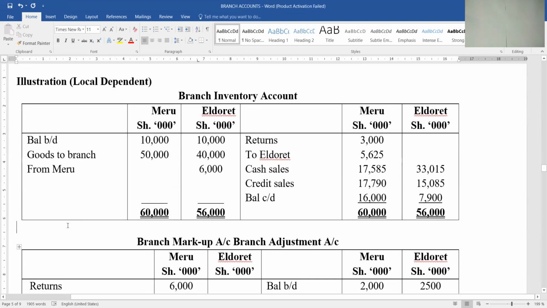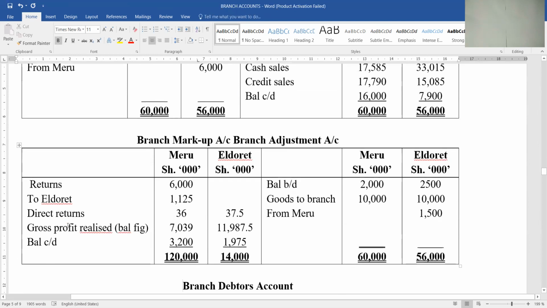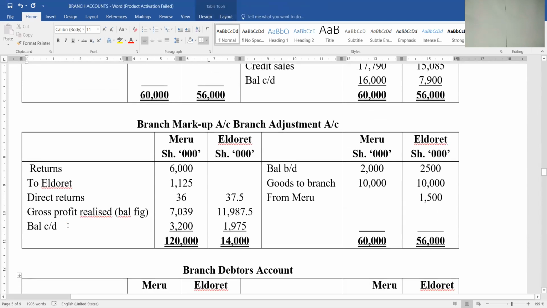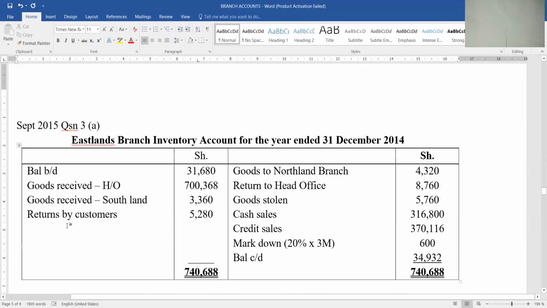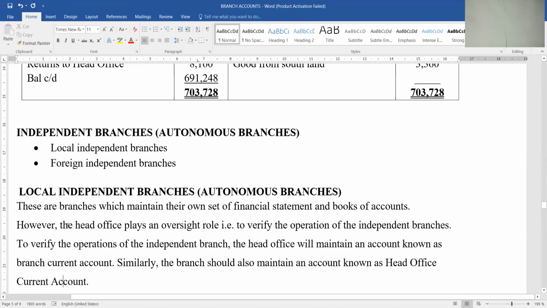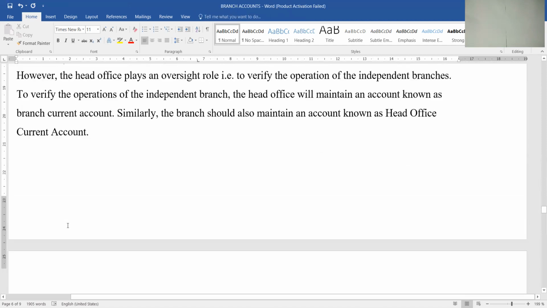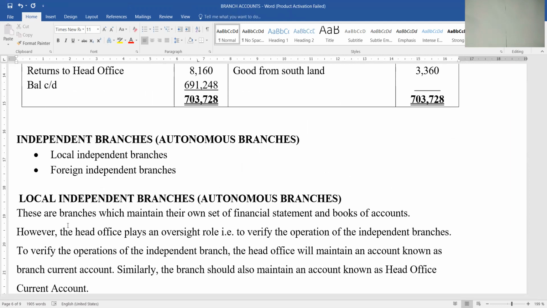Like now, remember that these are about dependent. You can see even I have tackled some questions for you guys. So it's just more questions, which need you to understand the debit and the credit aspect. So we can move to the main part for today, that is independent branches. For the independent branches, we call them autonomous branches.